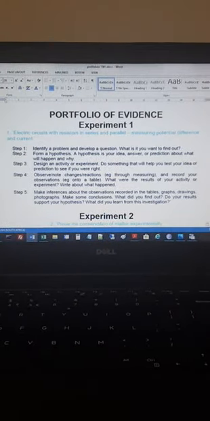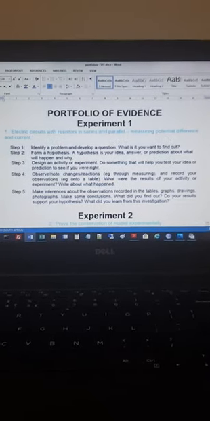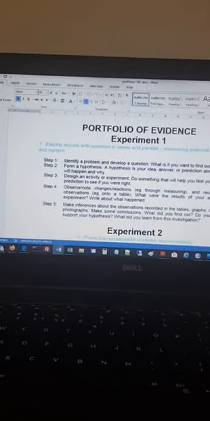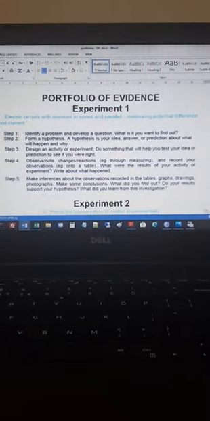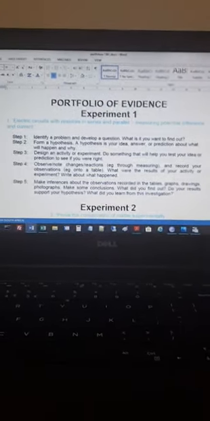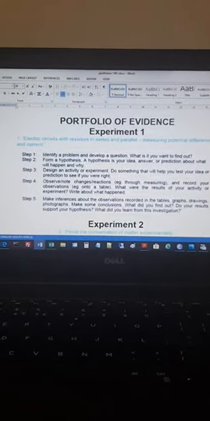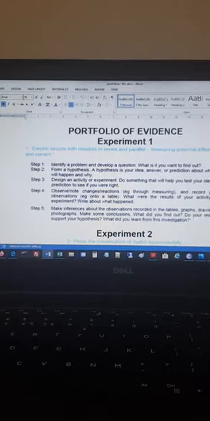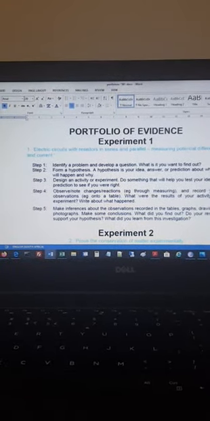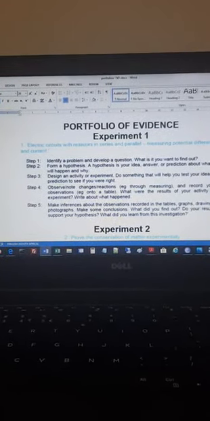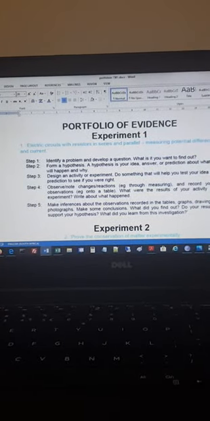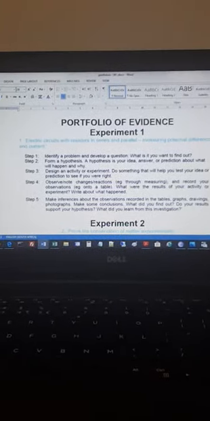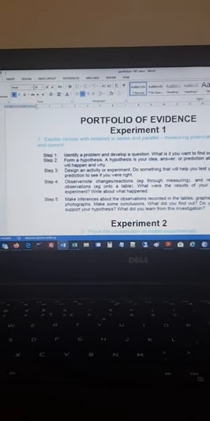Step 2, form a hypothesis. What is a hypothesis? A hypothesis is a prediction. Let's take an example that is applicable today: lockdown. The hypothesis says lockdown may decrease the spread of COVID-19. In other words, us staying home. That's the hypothesis.